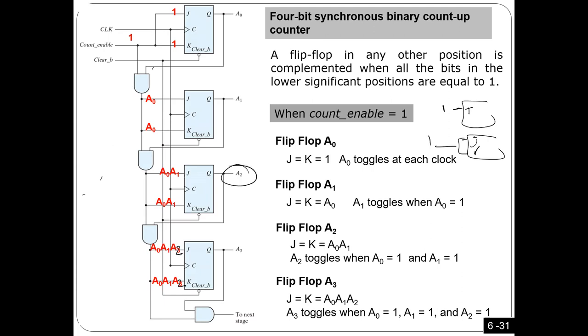If you want to add one more stage, you are going to get the output from here, and then you are going to get E3 as input here to the AND gate. So it should become E0, E1, E2, and E3. So it has a pattern. You need to follow the pattern. Any questions?